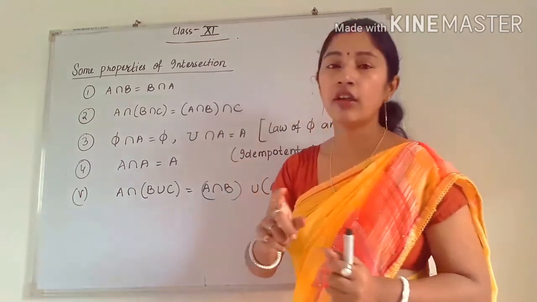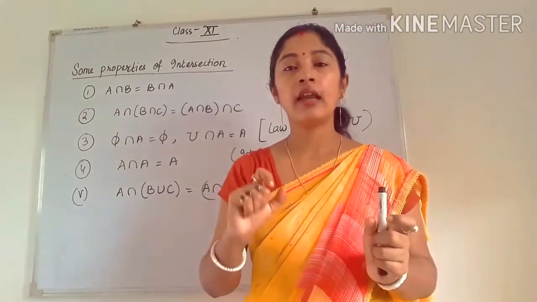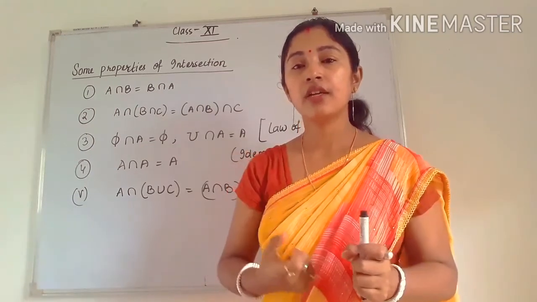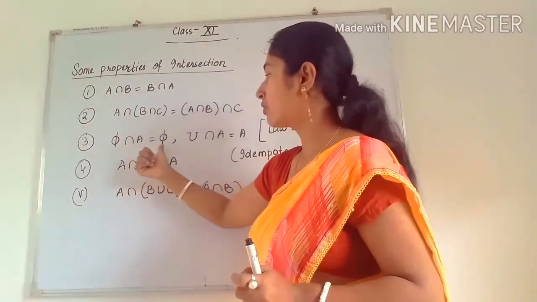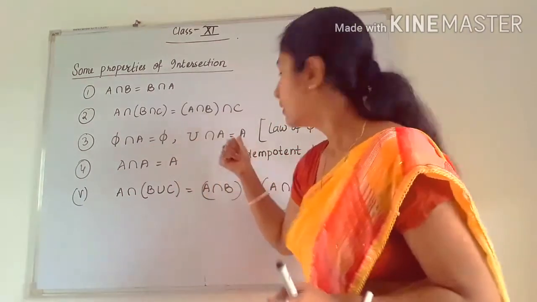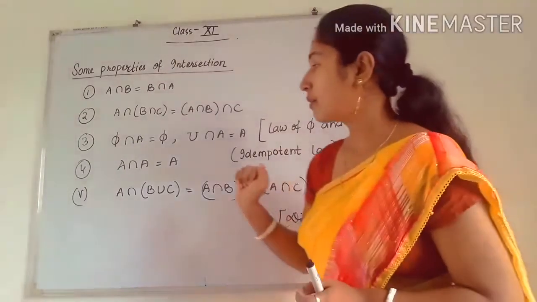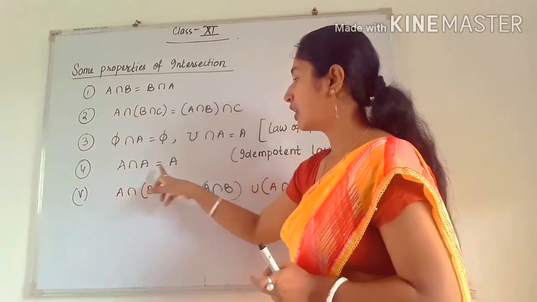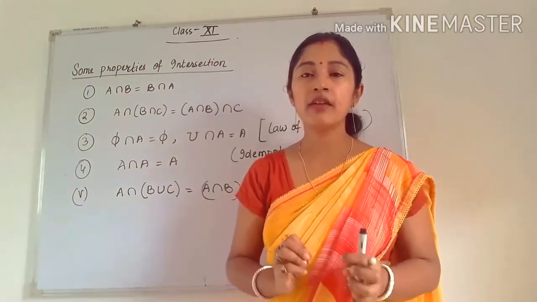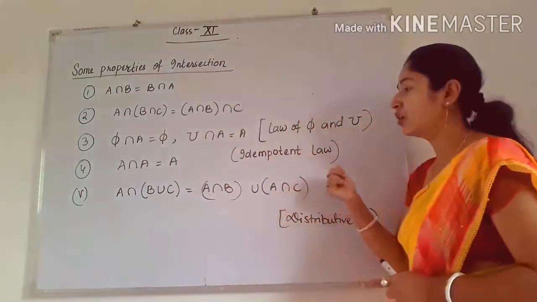Similarly, number 3, phi intersection A. When we do intersection of a set and an empty set, we get an empty set only. So phi intersection A is equal to phi. Similarly, U intersection A will be A. This is called the law of phi and U. Next, number 4 is A intersection A is equal to A. If we do intersection of two similar sets, we get the same set. So this is called the idempotent law.